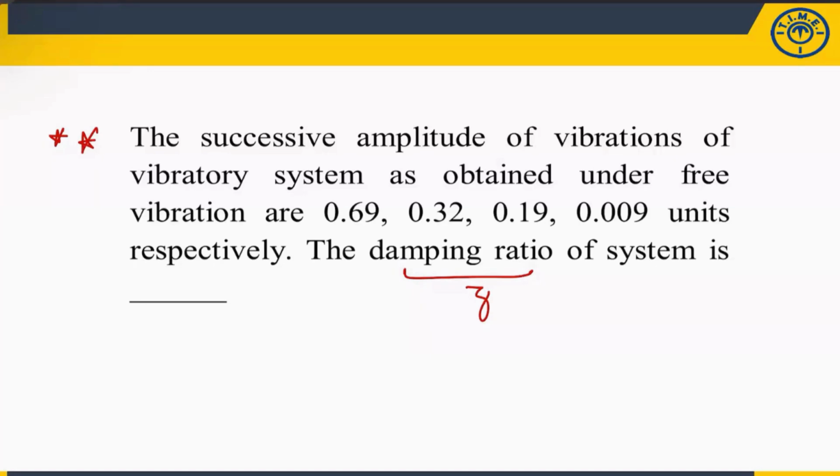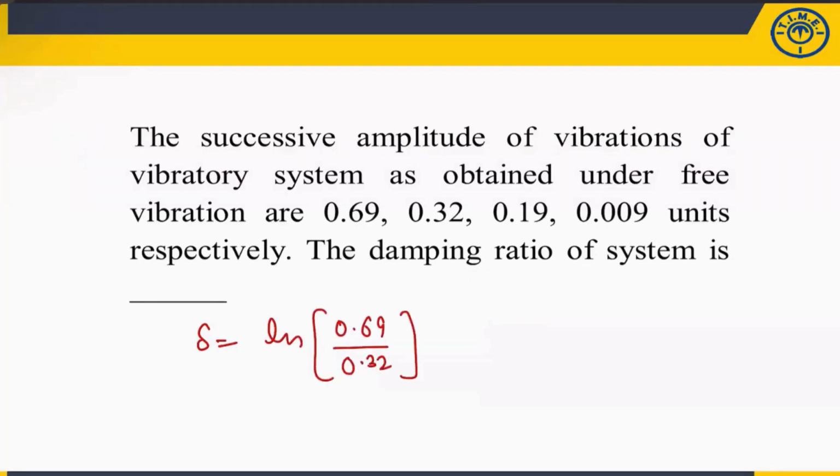What is the question? 0.69, 0.32, 0.19 and 0.009 are basically the amplitudes of vibration given. Okay, so what do you have to calculate? The zeta value. How will you calculate it? You know the logarithmic decrement. The logarithmic decrement is nothing but the delta value. Can I write ln of 0.69 divided by 0.32?